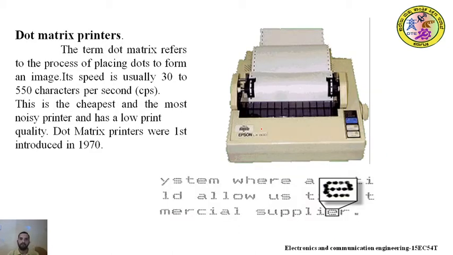Dot matrix printers. The term dot matrix refers to the process of placing dots to form an image. See here, I will show you in the figure. The characters are in the form of dots. So this is how the dot matrix printer will print the characters.